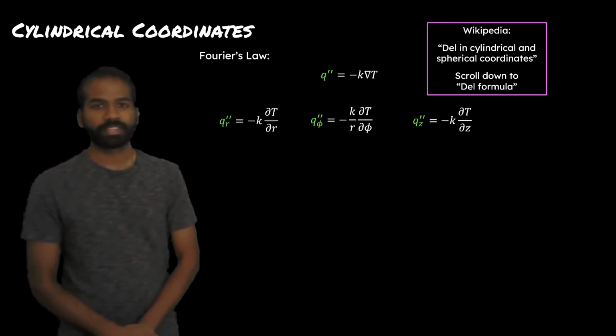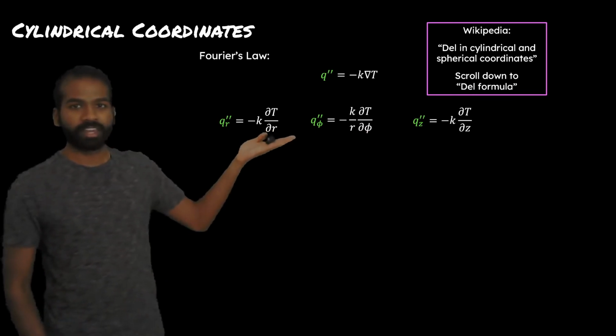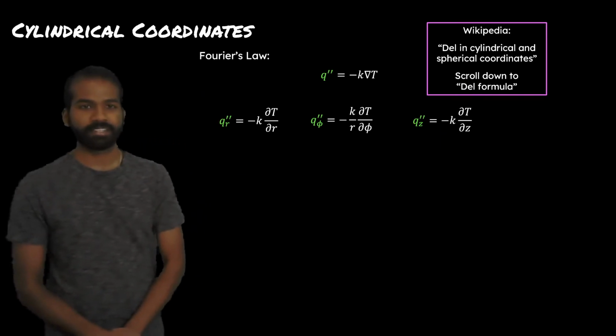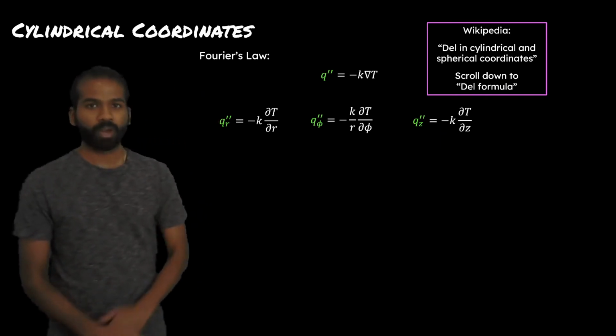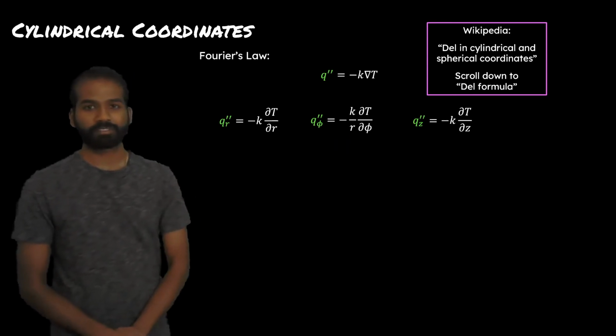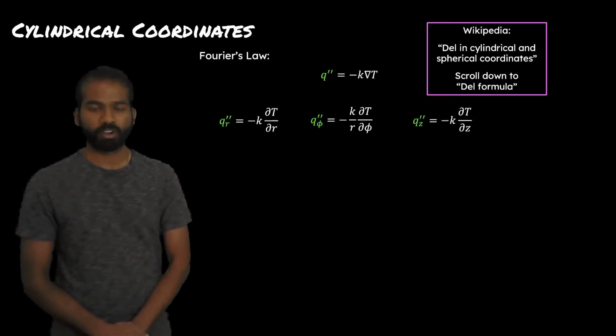You'll see here that the fluxes in the r and z directions look the same as they did in Cartesian coordinates, while the flux in the phi direction, this angular quantity, looks different. It has a factor of 1 over r.